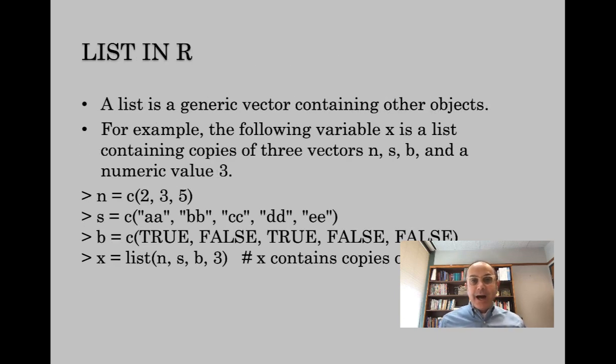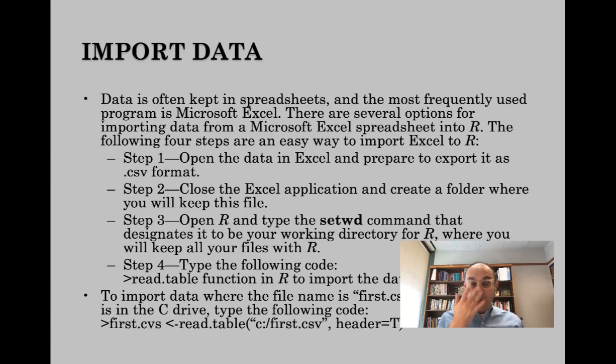So a list in R is a list of generic vectors containing other objects. For example, this is a list 2, 3, and 5, or it can be a list of AA, BB, CC, or even names, or it can be even true, false, and it also can contain copies of it. So again, there is no direction, but list is part of our way for us to do that.